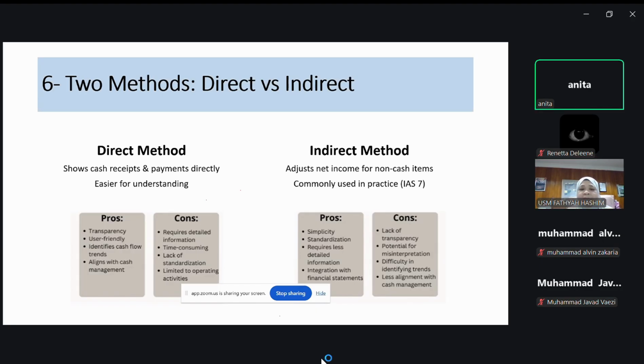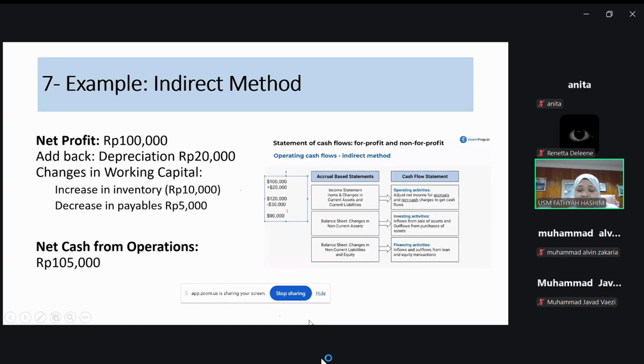Maybe you can repeat the question, Bu Fatia, for the students. Oh, sure. Yeah, Bu Anita. Okay, as a student, do you like the direct method or the indirect method? That's the first question. Direct or indirect? Just type direct or indirect.